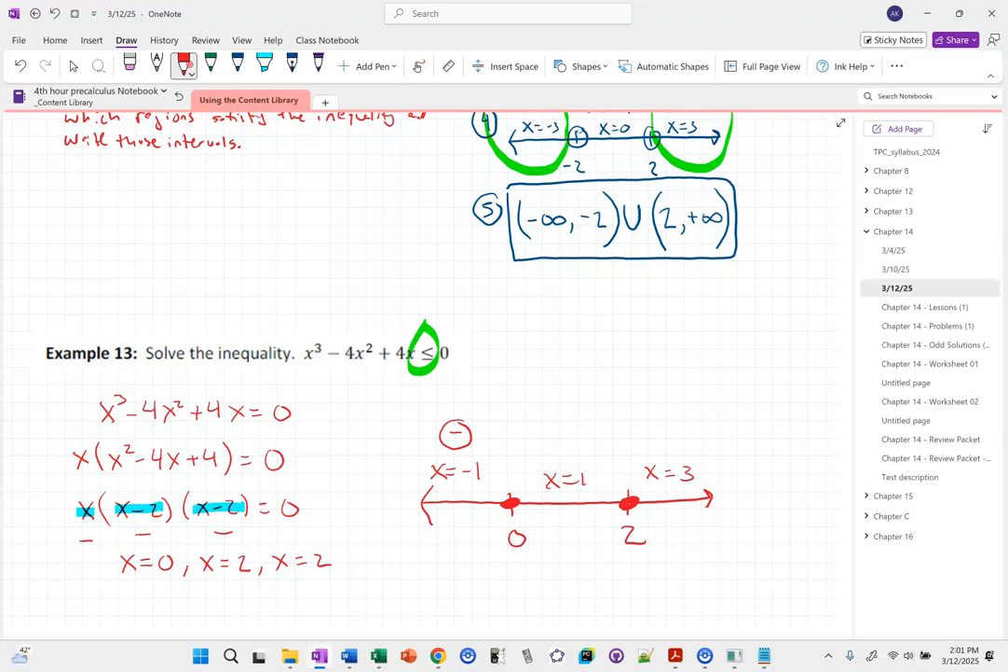Everybody agree? If I plug positive 1 in, I'll have a positive times a negative times a negative. So that's going to be positive. If I plug 3 in, it'll be positive, positive, positive. If I multiply 3 positives, I get positive. Is everybody okay with how I did that?